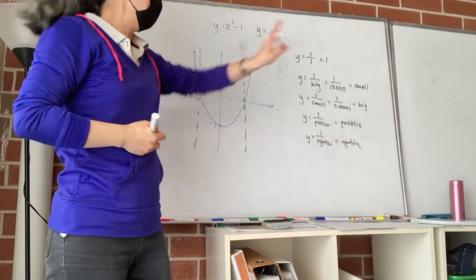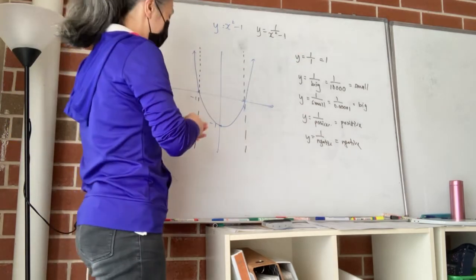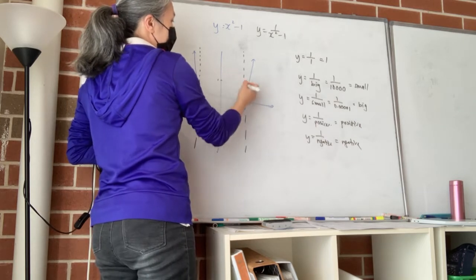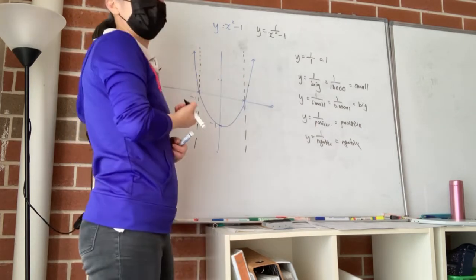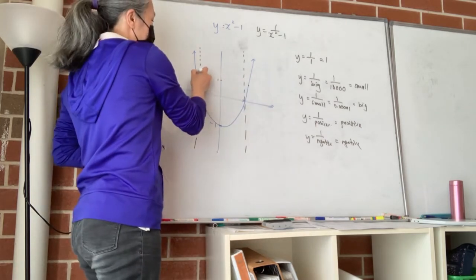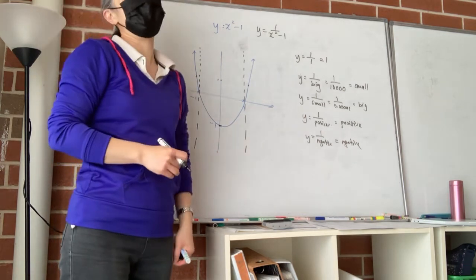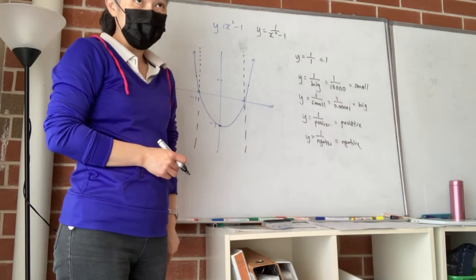So the second point is a 1. If this is my 1, I do not know exactly where it is, so I'm roughly guessing. If this is a 1, and if this is a 1, this is the minus 1. These 3 points are going to stay where they are, right?